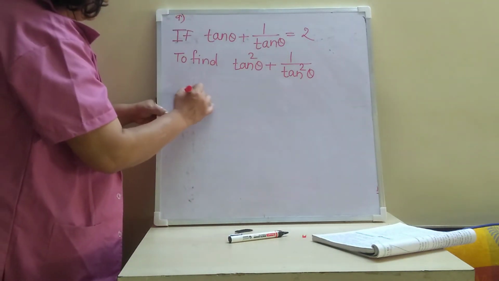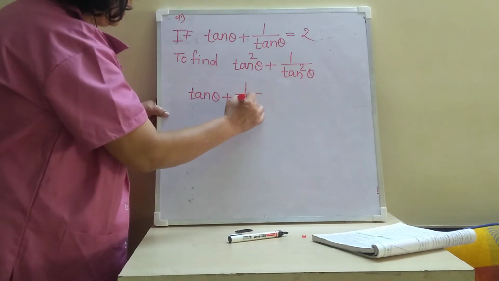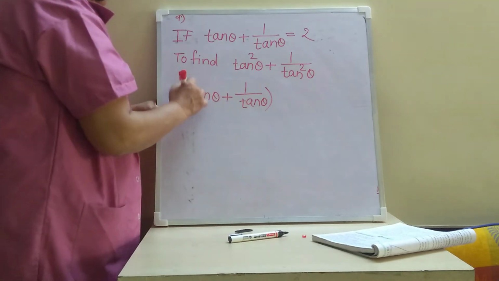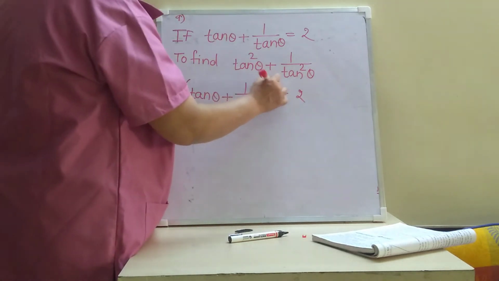Okay, let us write tan theta. What is given, we'll write first. Tan theta plus 1 upon tan theta is given to you is equal to 2. This is given to you. I am squaring both the sides.